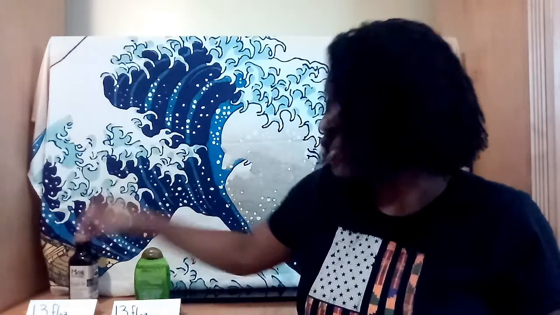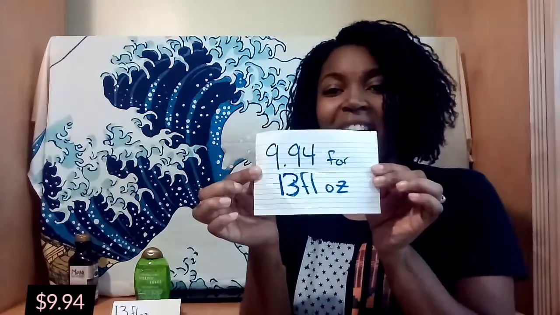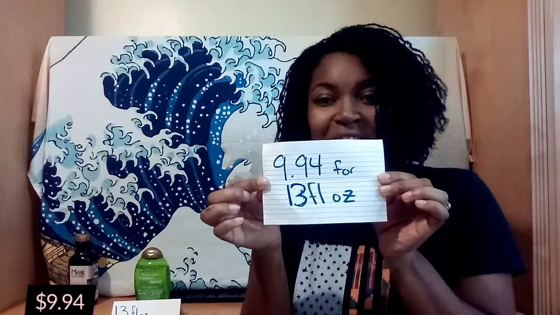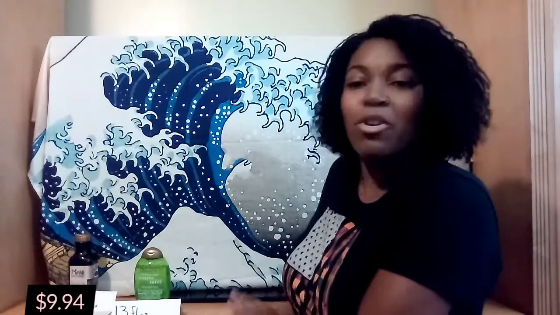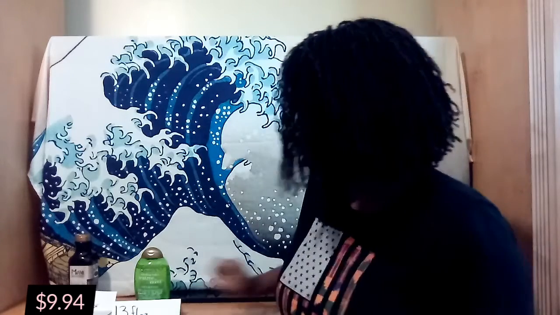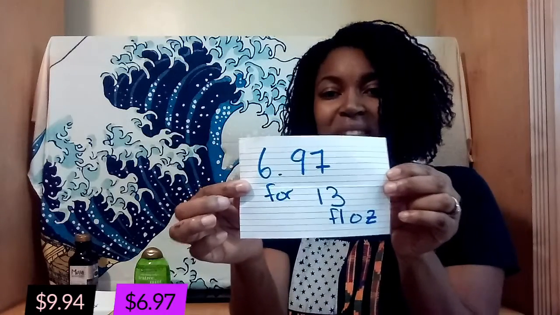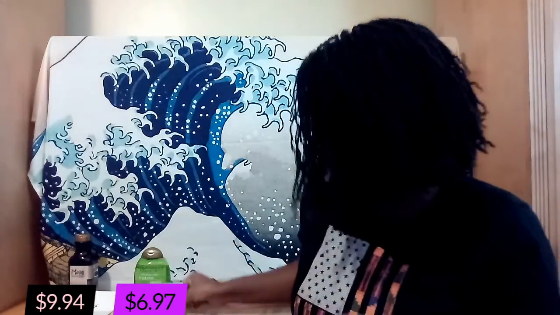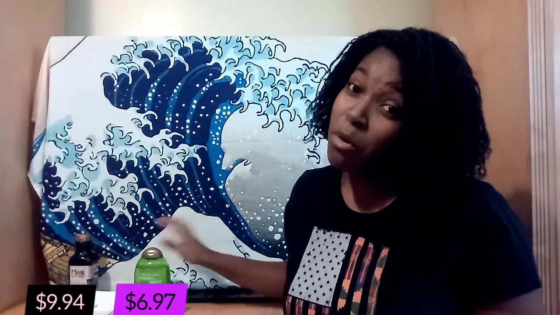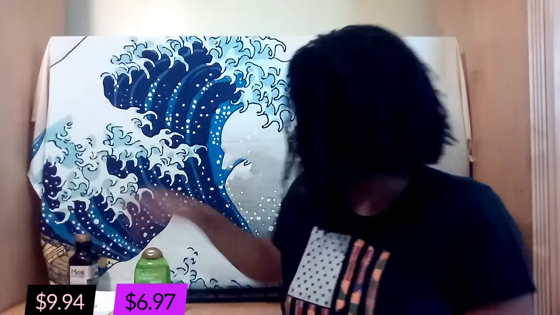Now, Maui Moisture cost, let's see here, $9.94 for 13 ounces with Maui Moisture. Okay, and now, drum roll, which one was cheaper? Or which one costs more? Tea Tree Mint came in with $6.97 for 13 fluid ounces. So yes, clearly the Tea Tree Mint not only was a better quality in terms of what I was looking for, but it also saved me about $3 purchasing it. Well, the second time. I bought this one the first time.